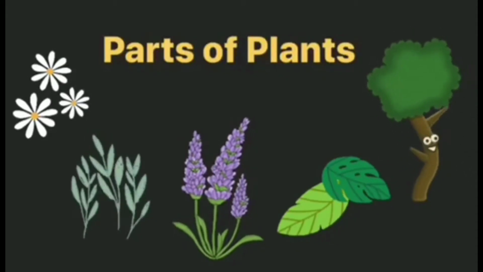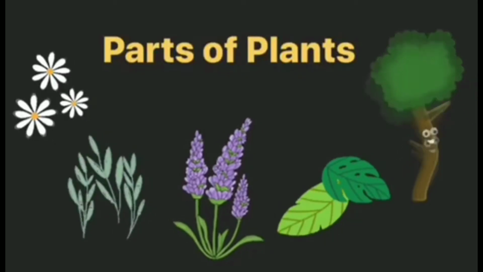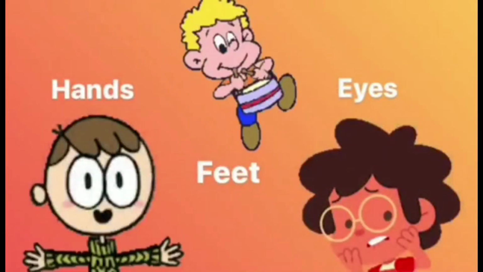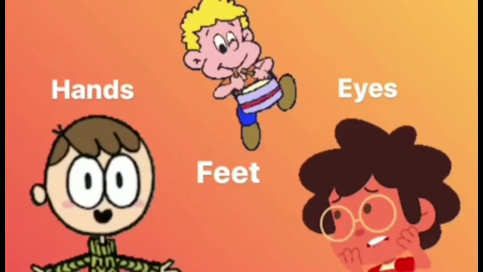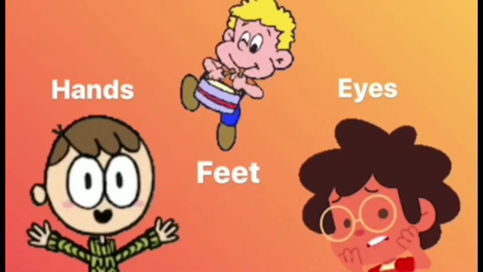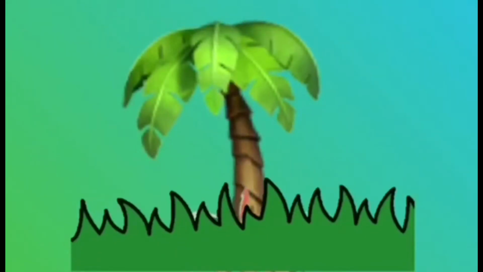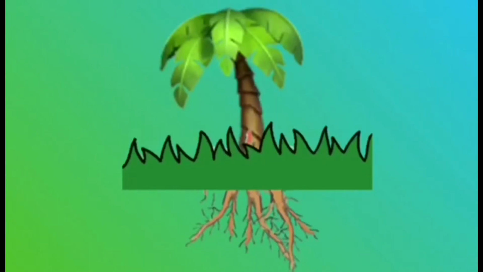Now, let us understand more about plants. Okay? We will start by studying different parts of a plant. Children, just like you have hands, feet, eyes and different body parts, plants also have different parts. Although plants cannot move from one place to another like us or animals, yet they can move their different body parts.